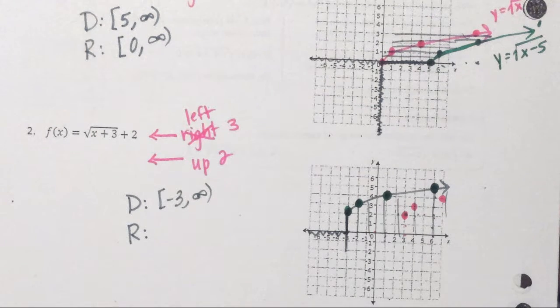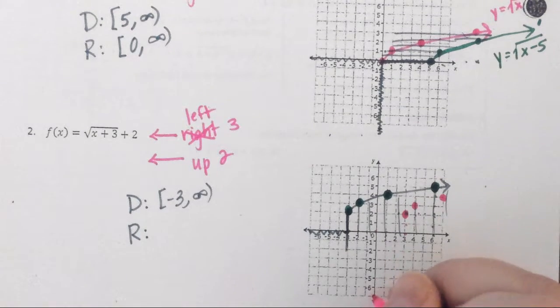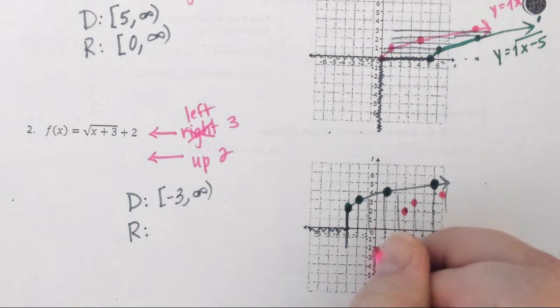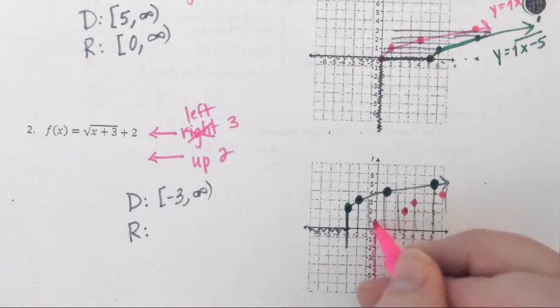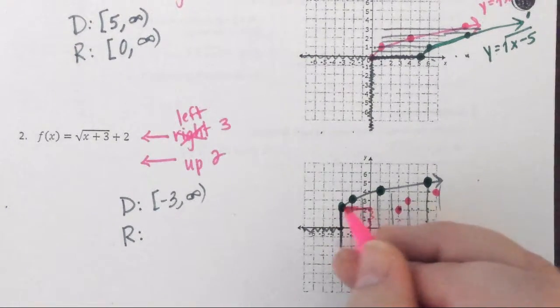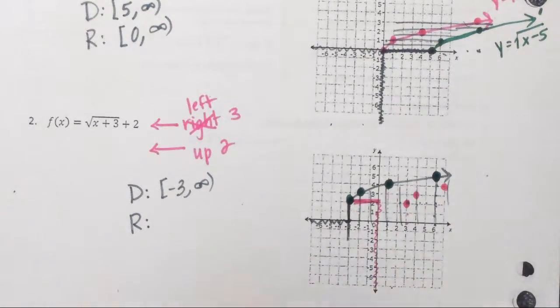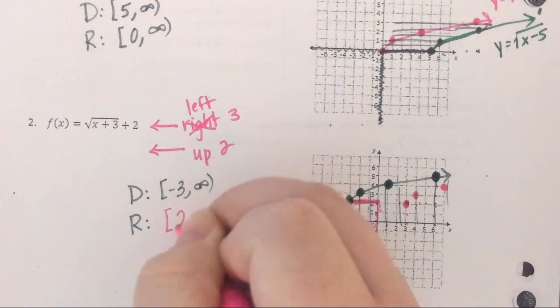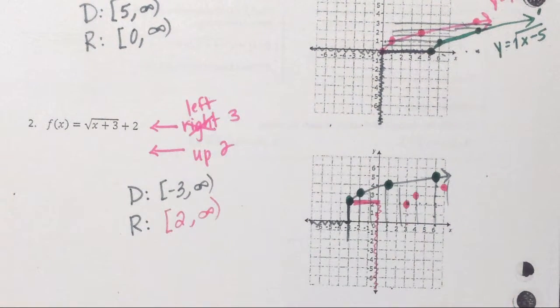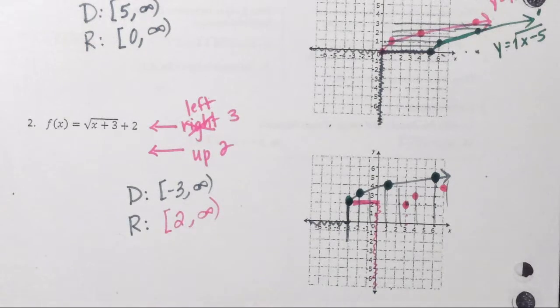As for the range, I'm driving along that y-axis. When can I first reach out from the y-axis and touch the graph? 2. So the person who said 2 earlier had it correct. They just were giving the range instead of the domain. So 2 to infinity. And you can have your point. Are there any questions about these two domain and ranges? Let's do the last two.